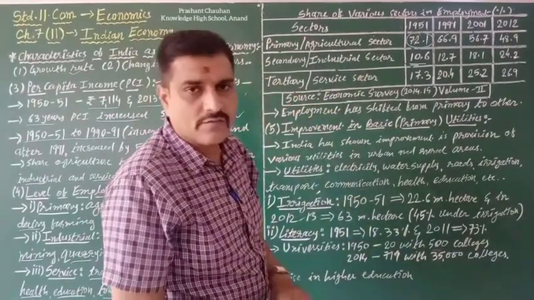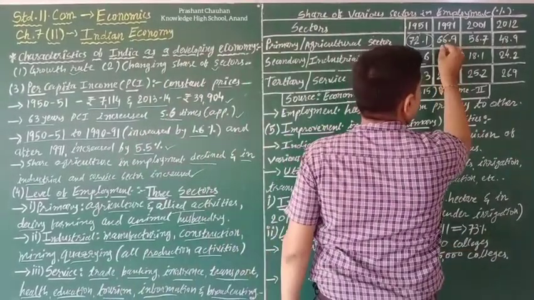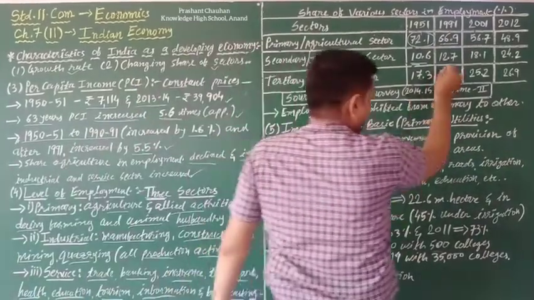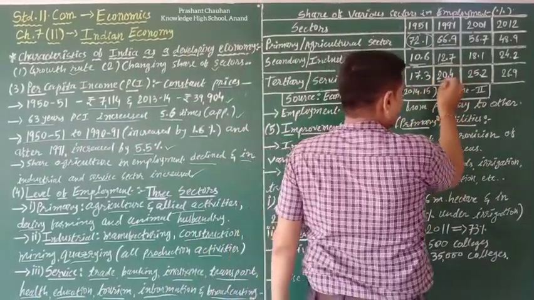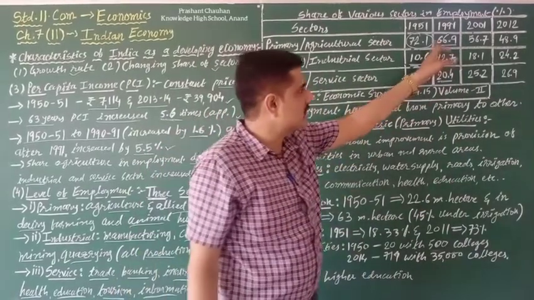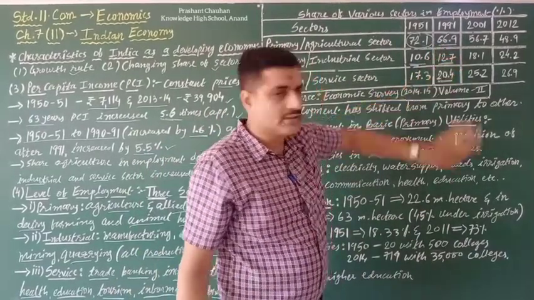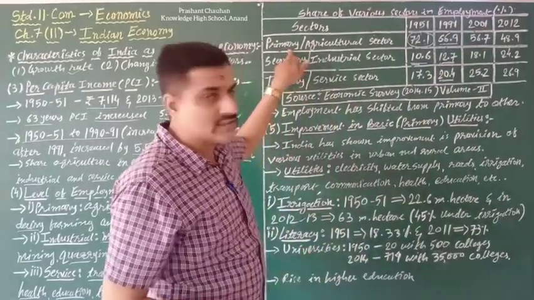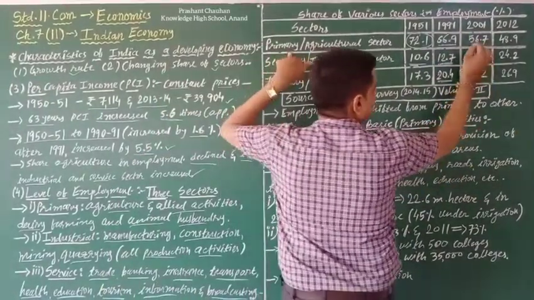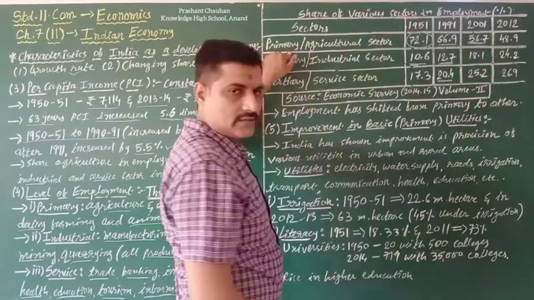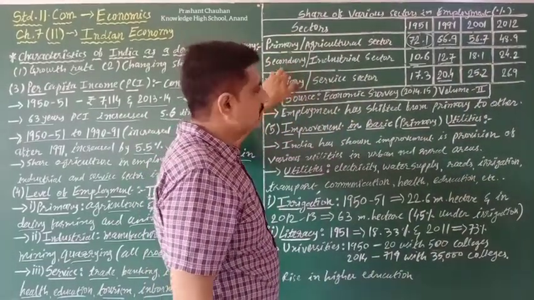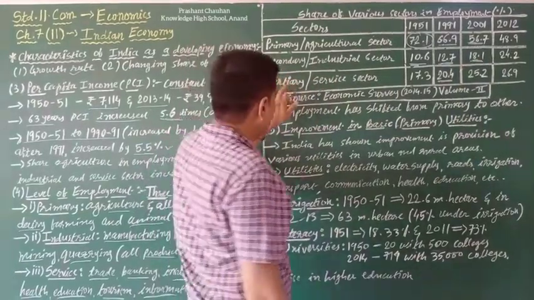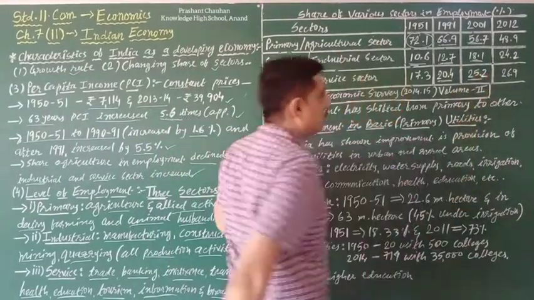Next, in 1991, after 40 years, it decreased to 66.9, a 5 or 6% decrease. The other two increased by 2 or 3% each. So whatever the difference is, it is divided into these two. In 2001, after one decade, in the agriculture sector, the primary sector, it decreased by another 12% to 56.7. In secondary, it increased by 6%, right? That is 18.1. And in the tertiary service sector, it is 25.5.